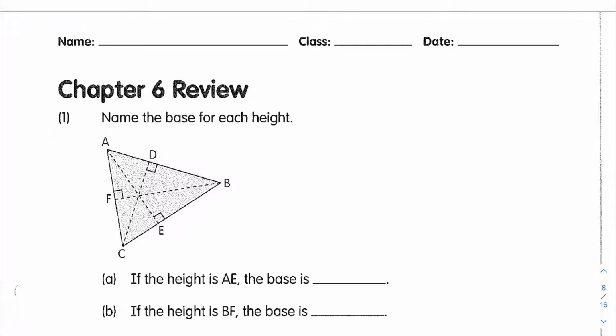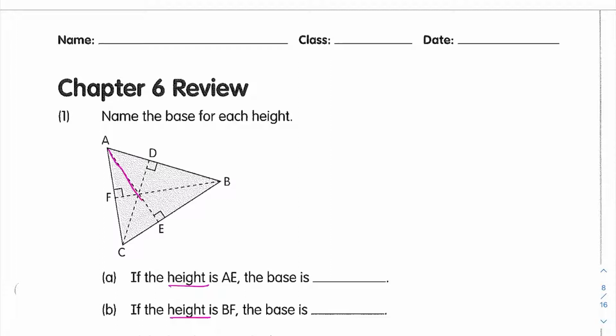Alright, we're now going to look at review 6, and hopefully by now you are more familiar with finding the area of a triangle. So I'm going to go a little faster with the solutions, okay? So let's look at question 1. We have 3 heights and we need to find the base. So for question A, if the height is AE, so using a pencil, this is AE. So your base would be perpendicular to the height, which would be CB, or you can write BC, okay?